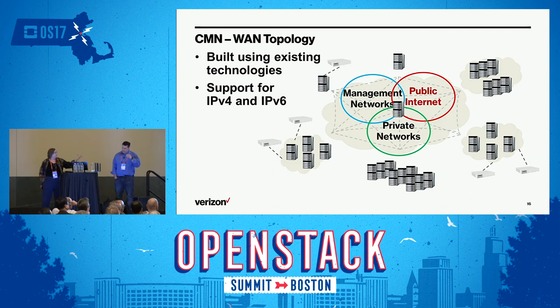So you want to talk about the WAN topology? Yeah, Verizon has many different networks. We certainly have one network, but when you start looking at the different functions associated with each network, you come up with three different types of environments. We have a public internet network, and then we have various private networks. And then, of course, we have to manage all of the devices in a separate management network. Yeah, and these are millions of devices.